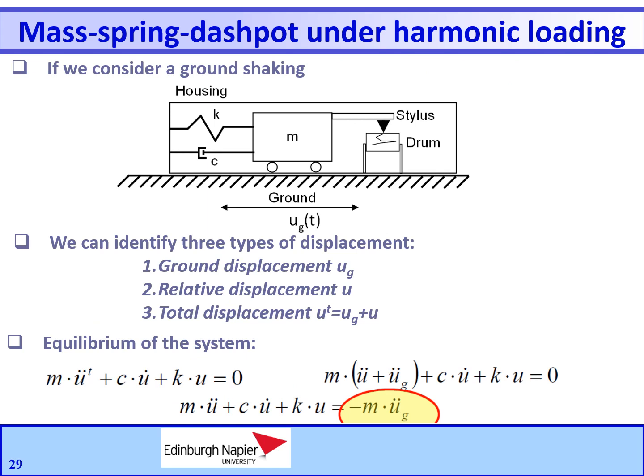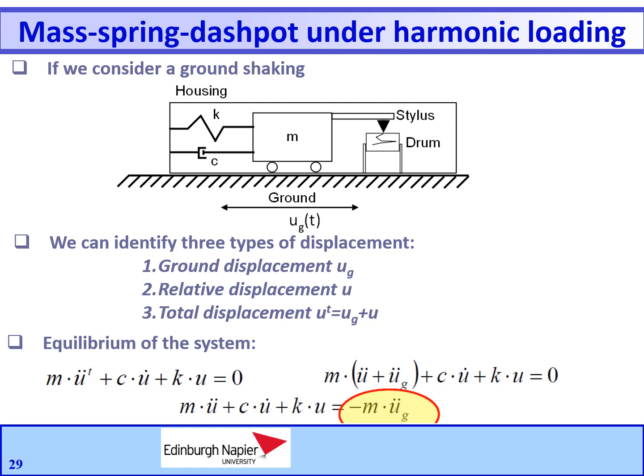As explained in the previous slide, we can identify three types of displacement in our effort to express mathematically the behavior of a mass spring dashpot system under a harmonic loading. We have the ground displacement, u_g, the relative displacement, u, and the total displacement, u total, which is equal to the sum of u_g and u.